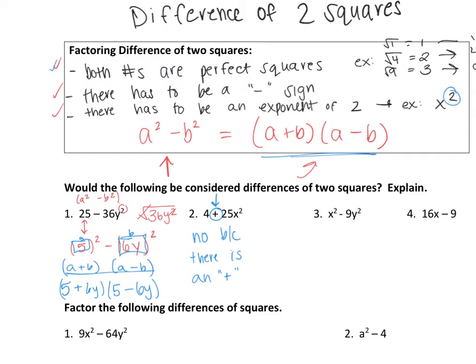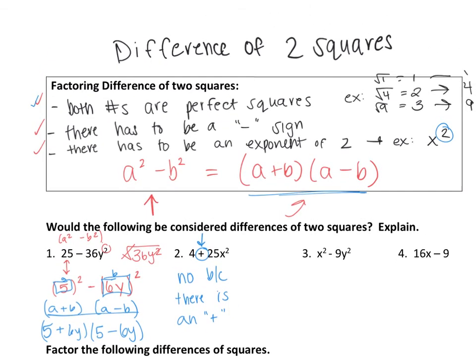I'll use green for this one, okay? So remember, when we have just a variable, you could always put a 1 in front, okay? So if that helps you see things better, you could do so. So I'm looking at both numbers here. Are 1 and 9 perfect squares? Yes. Is there a subtraction sign? Yes. And is there an exponent of 2? Yes. So I know that I can go ahead and solve this one, okay?